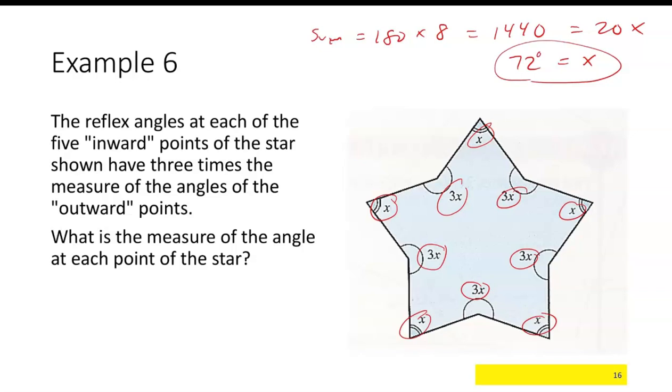So the points, the acute angles are 72 degrees. And then 3x is going to be 3 times 72. That'd be 216 degrees. So the angles of this star are made up of 72 degree and 216 degree angles.